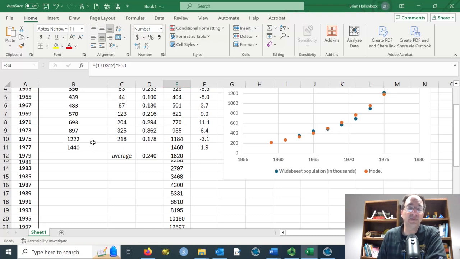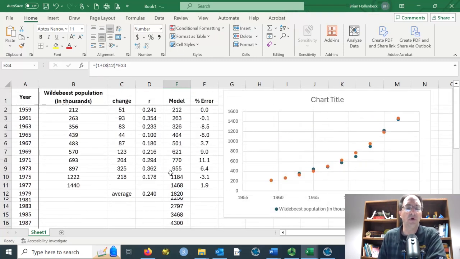The wildebeest actually peaked at about 1.5 million, and in the 90s we're down to about 1 million again. So clearly this model is not great for extrapolation. What about interpolation? Let's say we want to do a year like 1974. Okay, so that's clearly between these two numbers. Now, our difference equation is not going to give us a value for 1974, but we can tweak it.